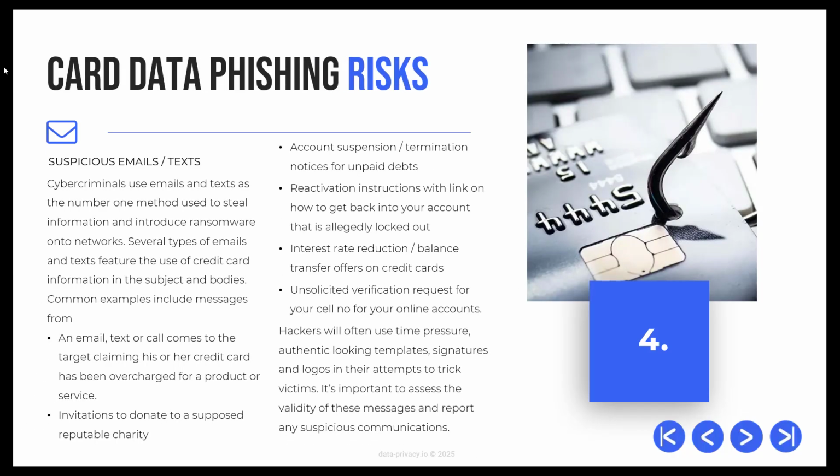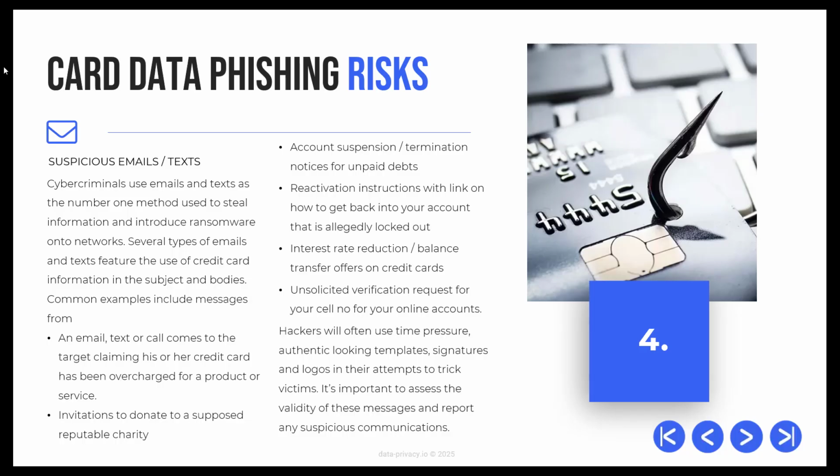Card data phishing risks. The number one risk for credit card data across the globe today is phishing. We'll discuss some statistics relating to this in an upcoming slide. Here we'll focus on the risks first. Hackers will use typical methods of links and attachments in email form to try and get you to get malicious code onto your network or prompt you to take some kind of action that may result in a fraudulent access to an account.